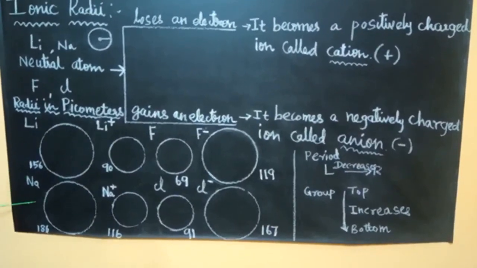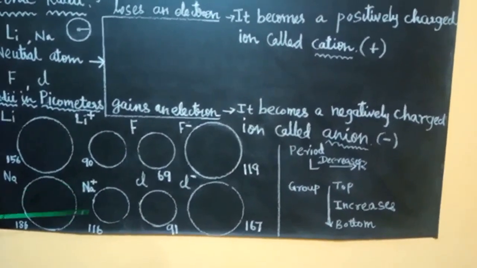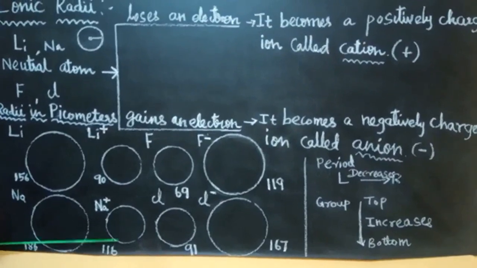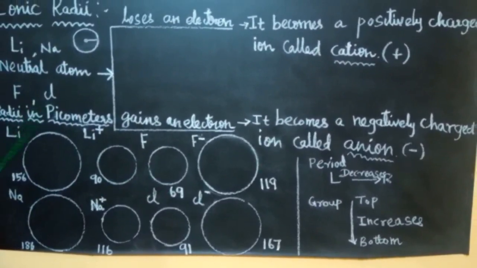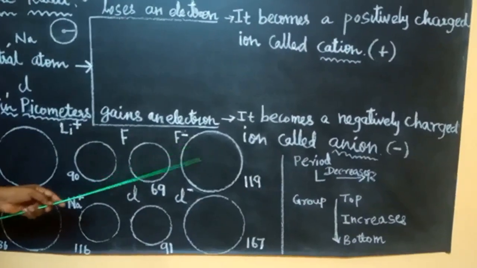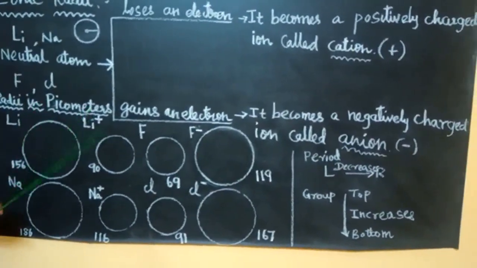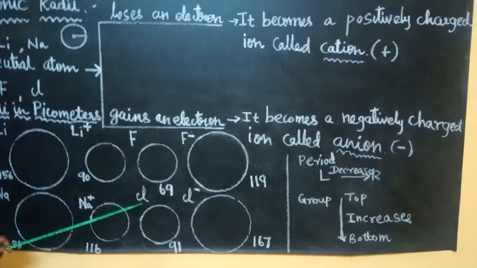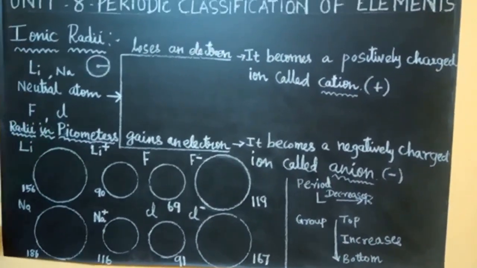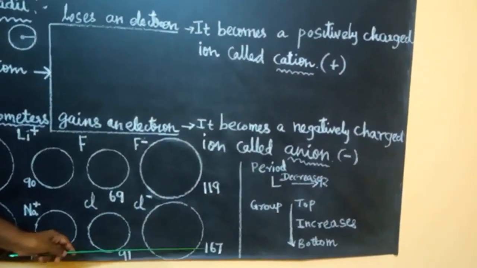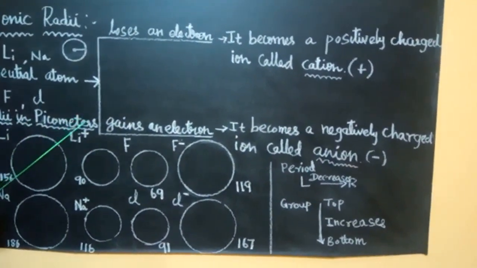In the same way, next one, sodium. Sodium is having 186. Na plus is having 160. Next one is fluorine. Fluorine is having 69 ionic radius in picometers, and F minus is having 119 picometers. The last one is Cl. Cl is having 91 ionic radius in picometers. Cl minus is having 167 ionic radius in picometers.